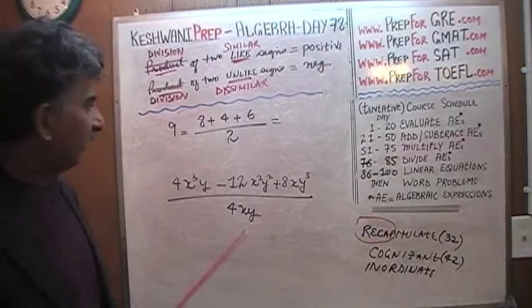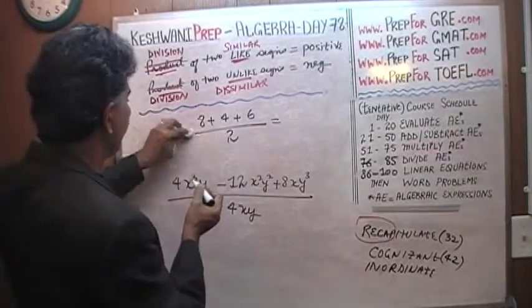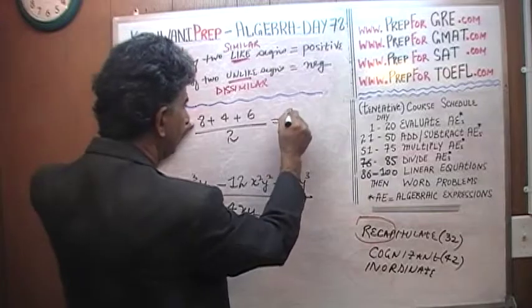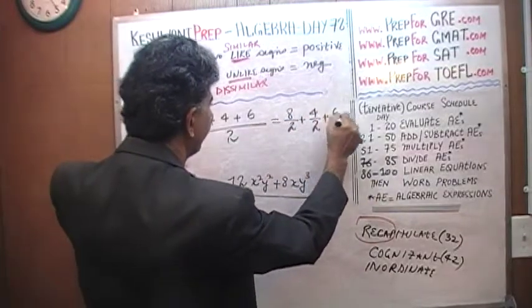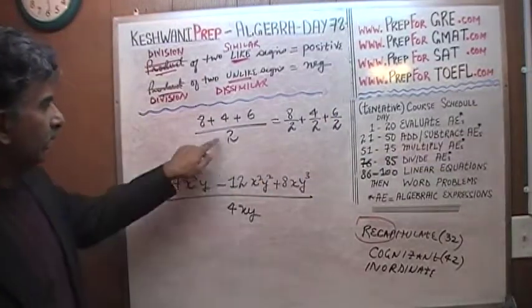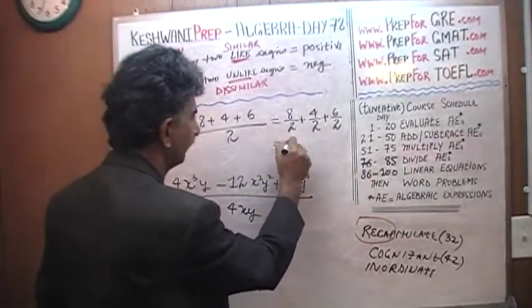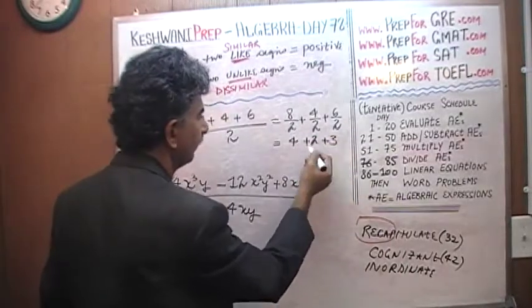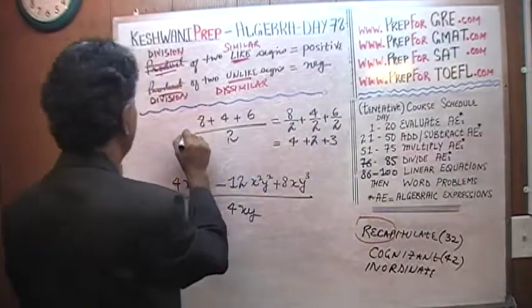How do we do it? That's what I'm showing here. How you do it is this. We have to chop it up into three different parts. This whole quantity divided by 2 is the same as 8 divided by 2 plus 4 divided by 2 plus 6 divided by 2. The 2 belongs to everybody. 8 divided by 2 is 4, 4 divided by 2 is 2, and 6 divided by 2 is 3. What do we get here? 4 plus 2 is 6, 6 plus 3 is 9. There you go, we get 9, voila. You see?